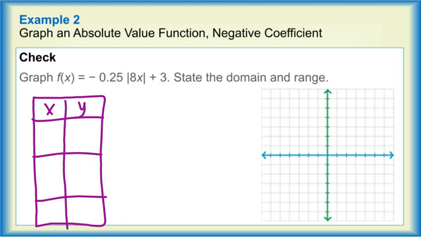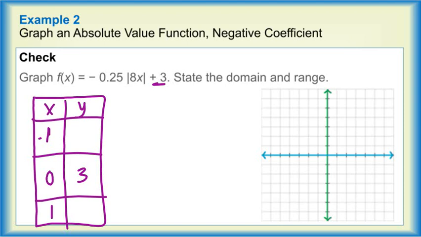So for this one, there isn't any adding or subtracting from the x in the absolute value. So your x still remains 0. But this plus 3 tells you you're moving the vertex up 3. So my vertex is at (0, 3), and then I can just choose a point on each side. So I'm going to choose -1 and 1.